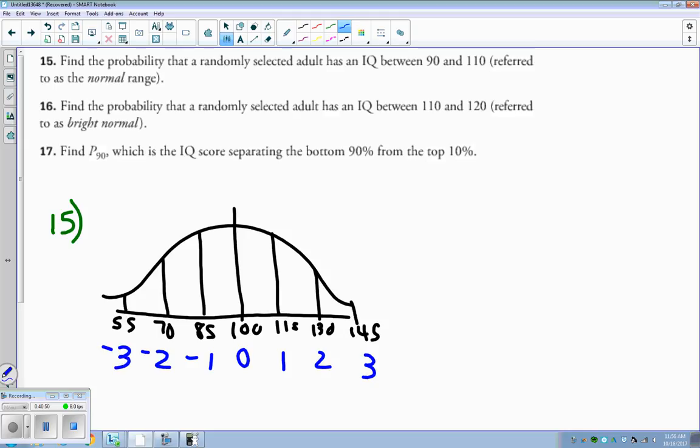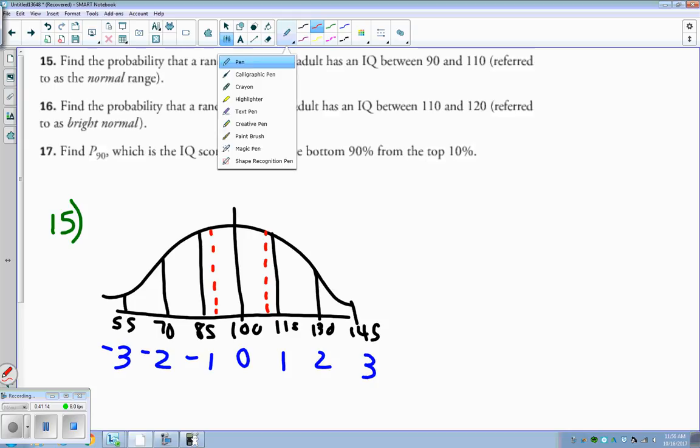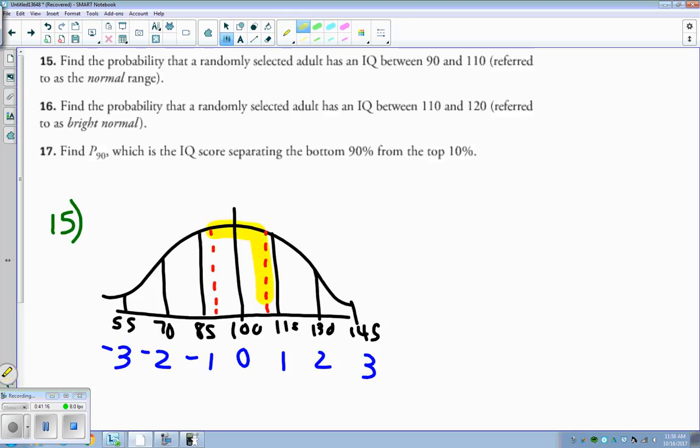It's between 90 and 110, so I'm going to have something like here, closer to 100, sorry, and 110, right? That's where I'm at. I'm in between, aren't I? That's okay. Again, this is what I'm looking for. I'm looking for that area, correct?